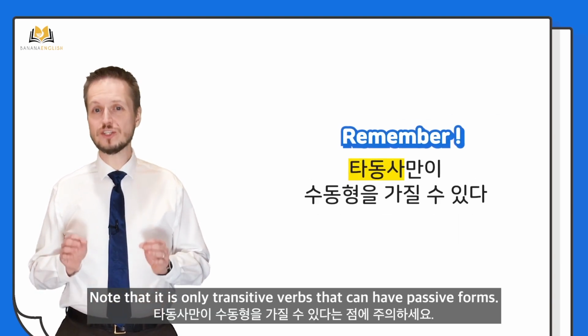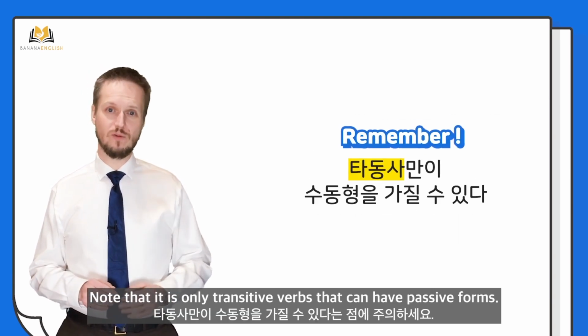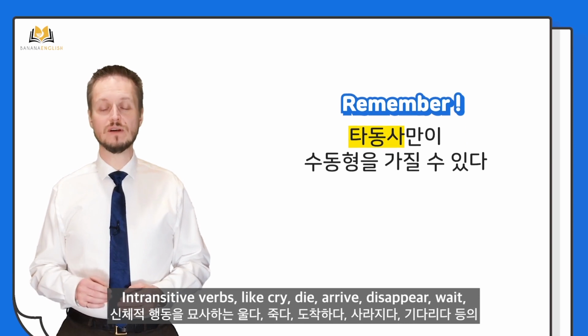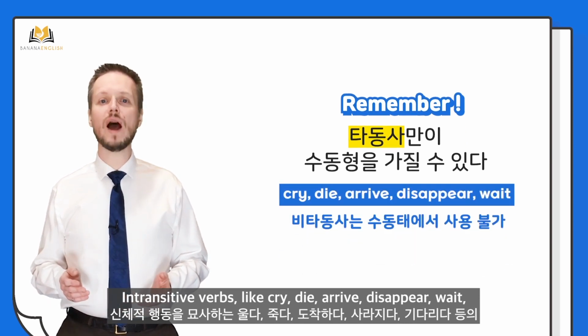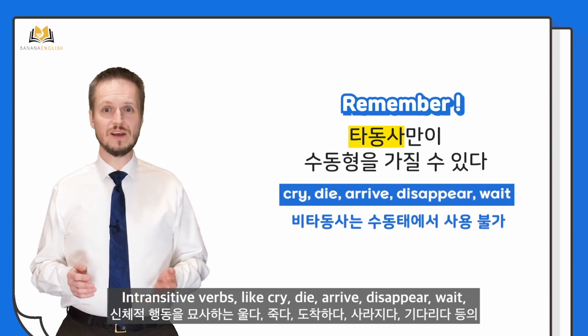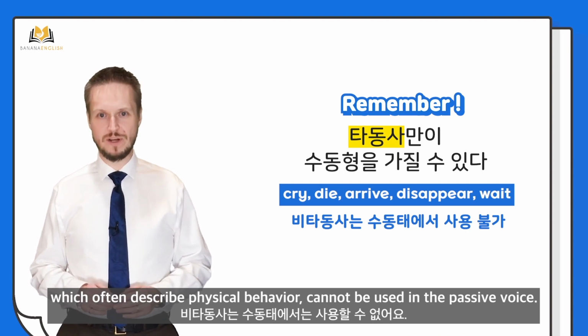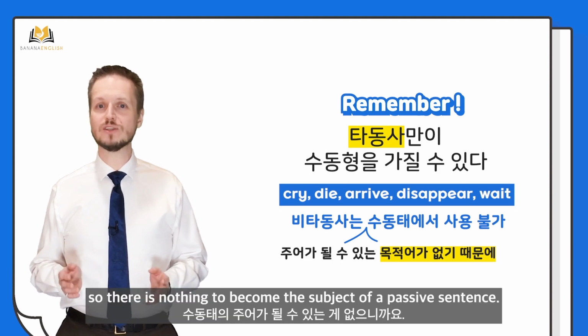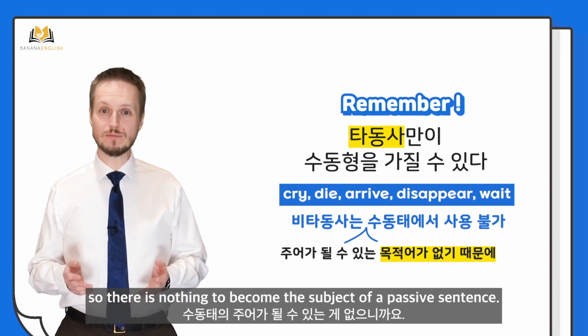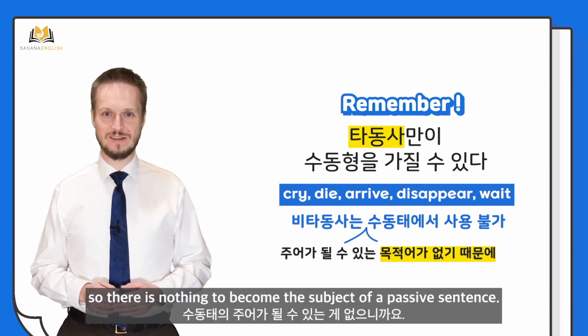Note that it is only transitive verbs that can have passive forms. Intransitive verbs, like cry, die, arrive, disappear, wait, which often describe physical behavior, cannot be used in the passive voice. They have no objects, so there is nothing to become the subject of a passive sentence.